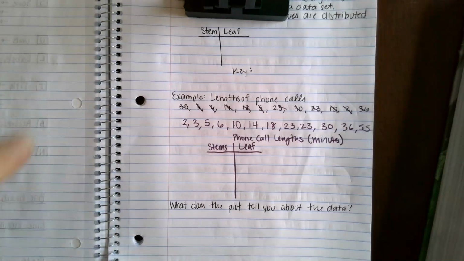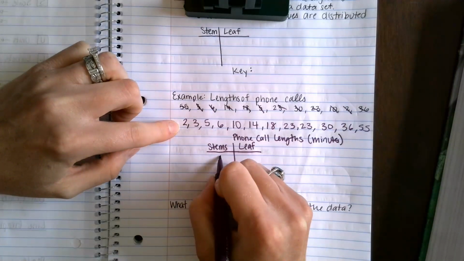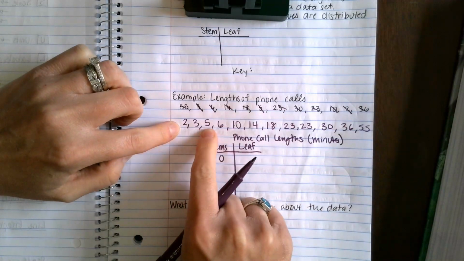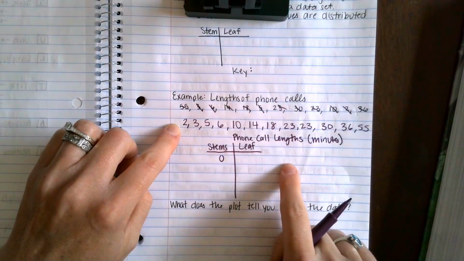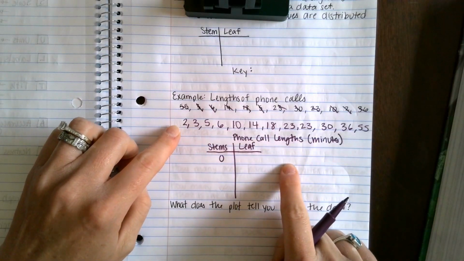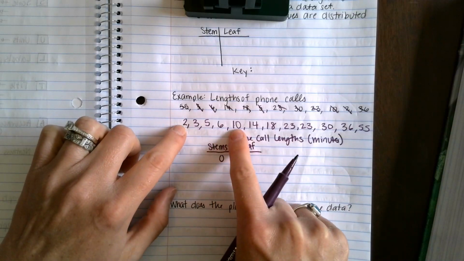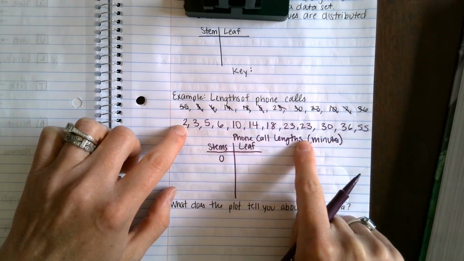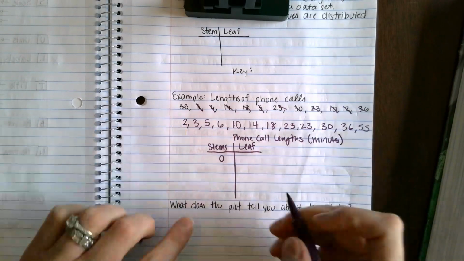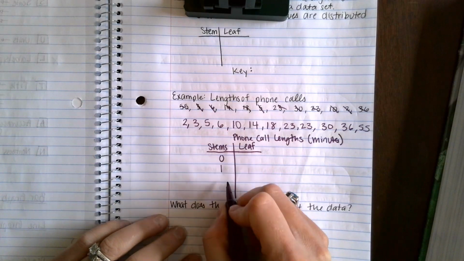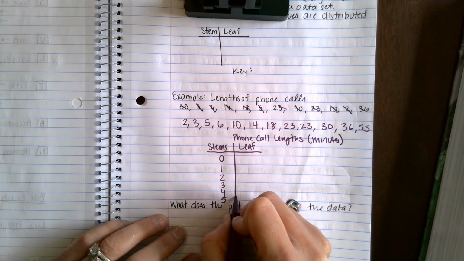Okay, so if I break these numbers apart into tens and ones, I have a 0 for my tens as far as 2, 3, 5, 6. And then I just list them, write the leaves horizontally here. So I order the stems vertically. I need to go from 0 all the way up to 1 for my 10s, 2 for my 20s, 3 for my 30s. I don't have a 40, but I still put it, and then a 5 for my 50. So 0, 1, 2, 3, 4, and 5.